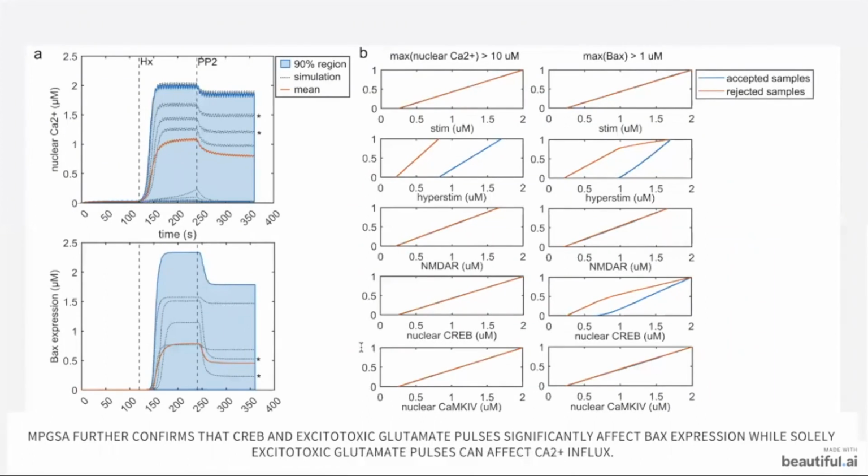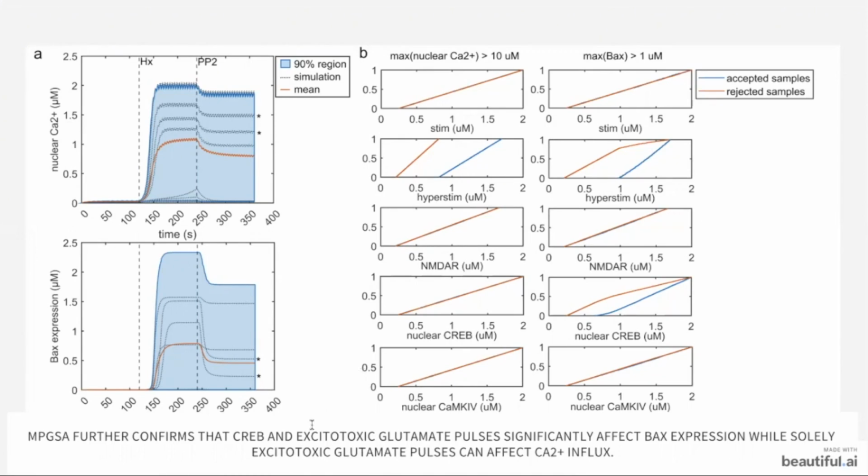We then moved on to a multi-parametric global sensitivity analysis, and the goal there was really just to identify the specific conditions where the input parameters of global sensitivity analysis had differential effects on calcium influx and BAX expression. So we plotted all of those simulations from the GSA, and 2 of them showed a dissociation between BAX expression and calcium influx after giving PP2. You can see that on the dotted lines with the asterisks in the top and bottom panels here.